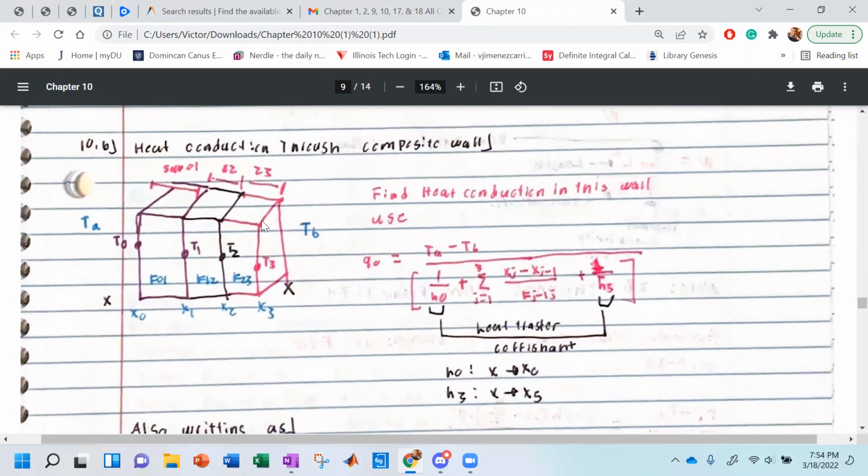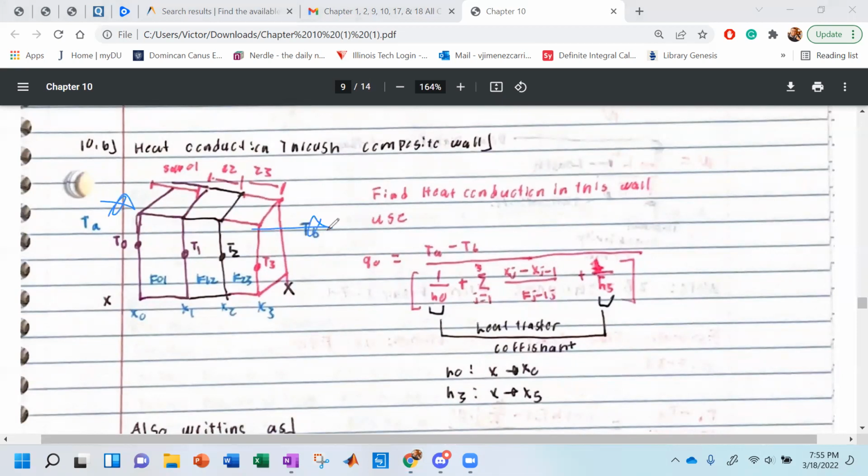Heat conduction through a composite wall. So in the book, they go through this giant mission to derive this, but I'm going to tell you right now, don't derive it. Just use this equation right here. A composite wall basically means that you have 3 different types of walls next to each other, and there's heat going through this wall in some way, somehow, some fashion.